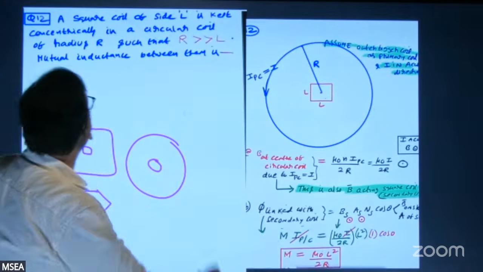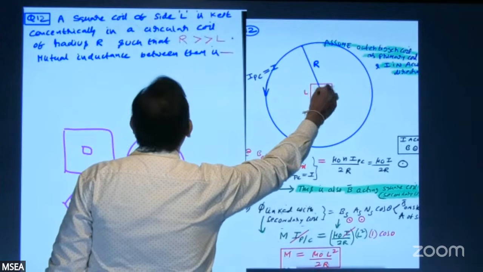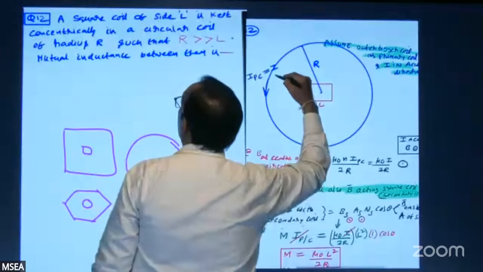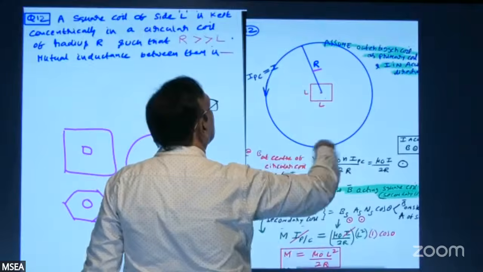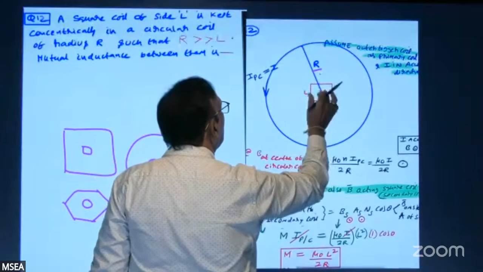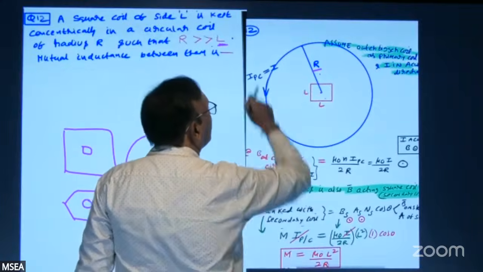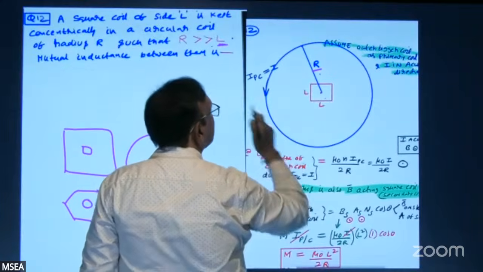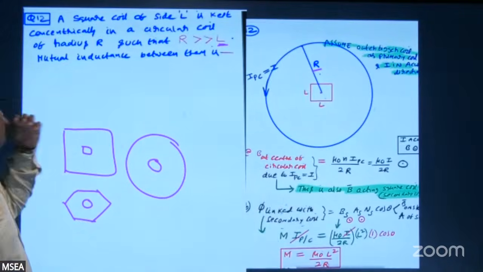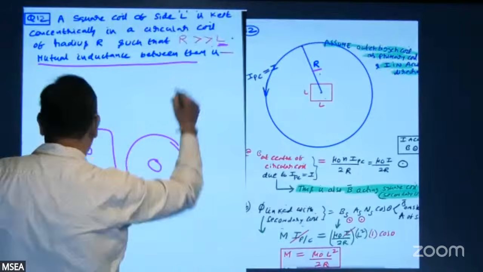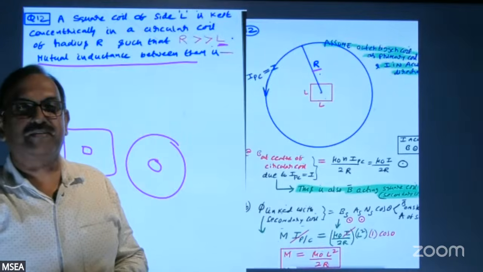A square coil of side L is kept concentrically in a big circular coil of radius R. L is very small compared to R; R is very large and this is very small. A small coil is kept. Then I want to know what is the mutual inductance between the two coils.